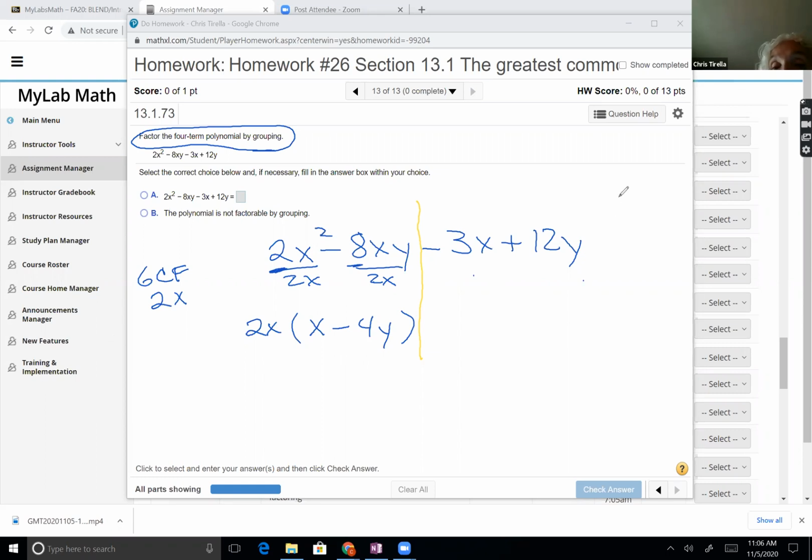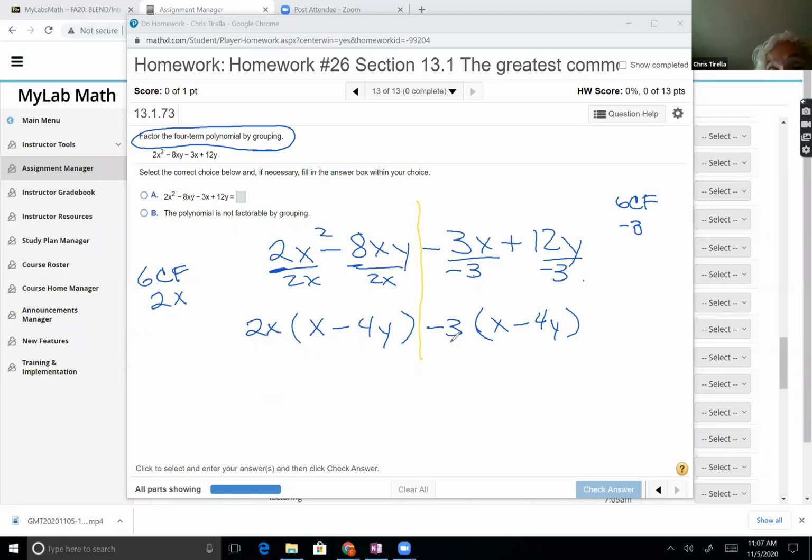Now we want to do the same type of work with the back. Because the first term is negative, for my greatest common factor I know that 3 goes into 12, so I'll take out negative 3. They both have a factor of 3. They both have a variable, but they're different. So my only common factor is going to be that negative 3. Then to find the other factor, I'm going to divide by negative 3, and I'm going to get x minus 4y.